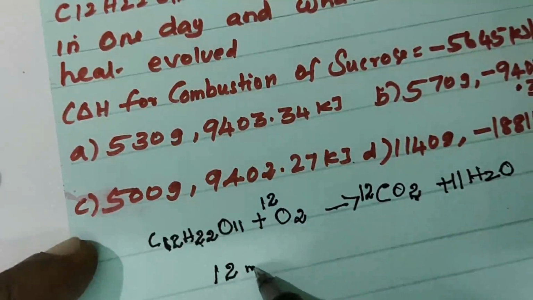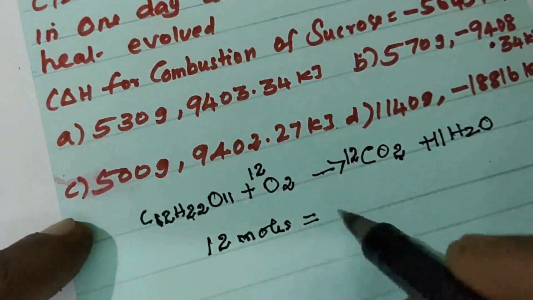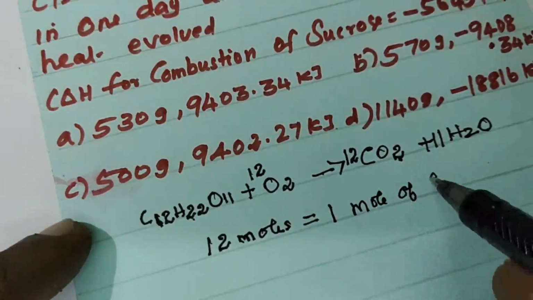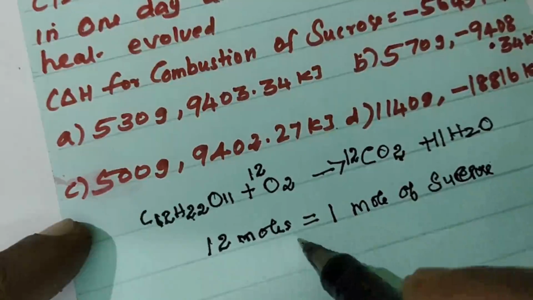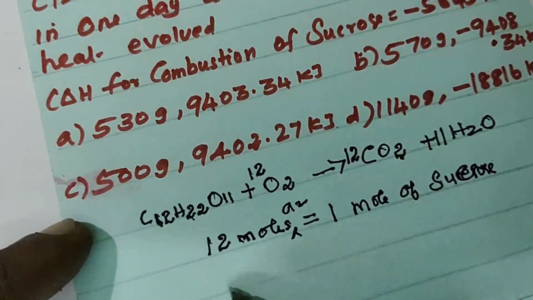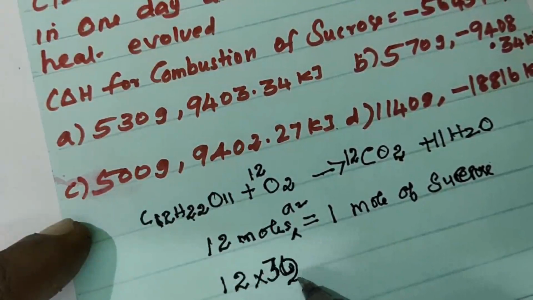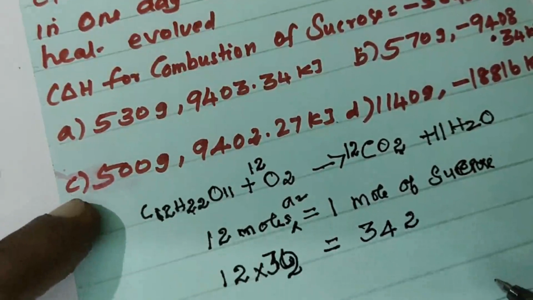12 moles of oxygen are used to oxidize, that is burn, 1 mole of sucrose. 12 moles of oxygen, that is 12 into 32 gram, which corresponds to 342 gram per mole of sucrose.